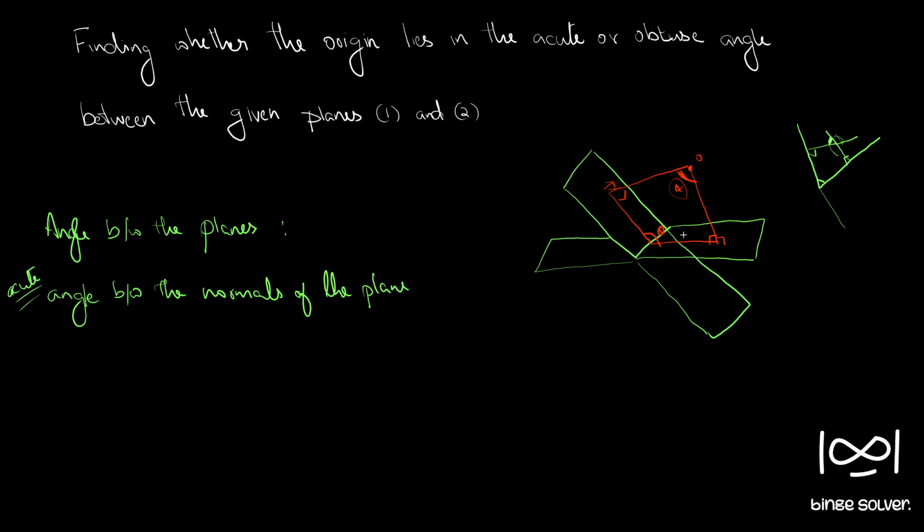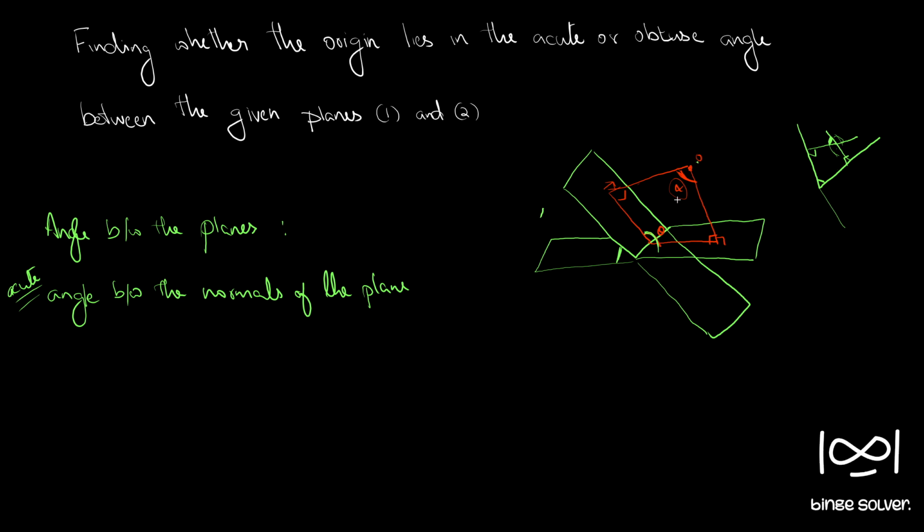Here we are not going to worry about the angle between the planes. What we are going to find is whether the origin lies in the acute or obtuse angle. When we say acute and obtuse angle, we mean this angle, the acute angle, and this is the obtuse angle. Whether the origin lies here or here is what we are going to find.